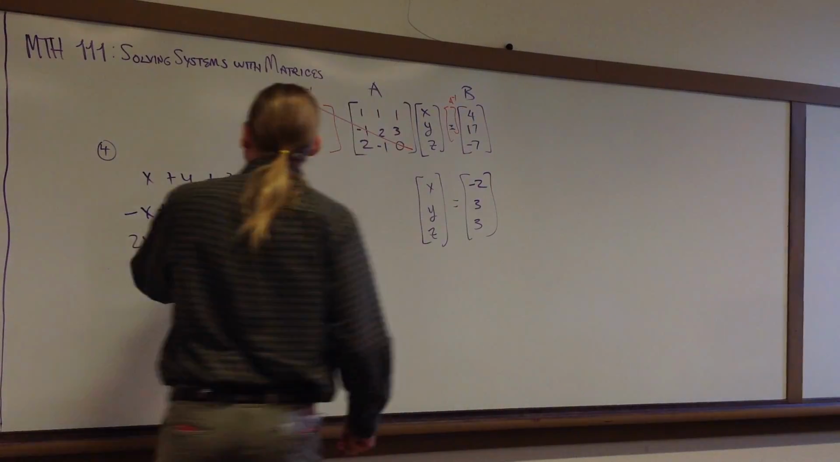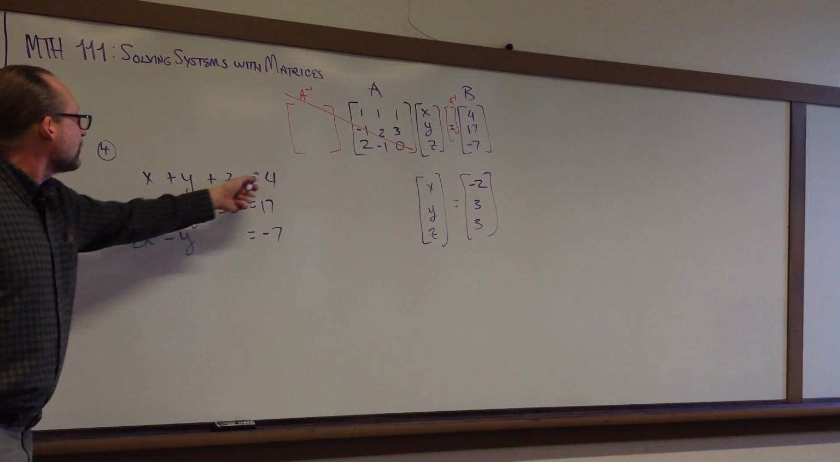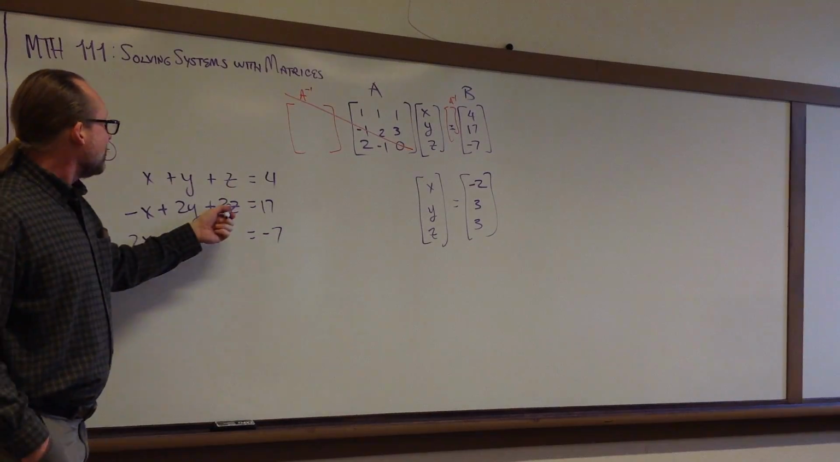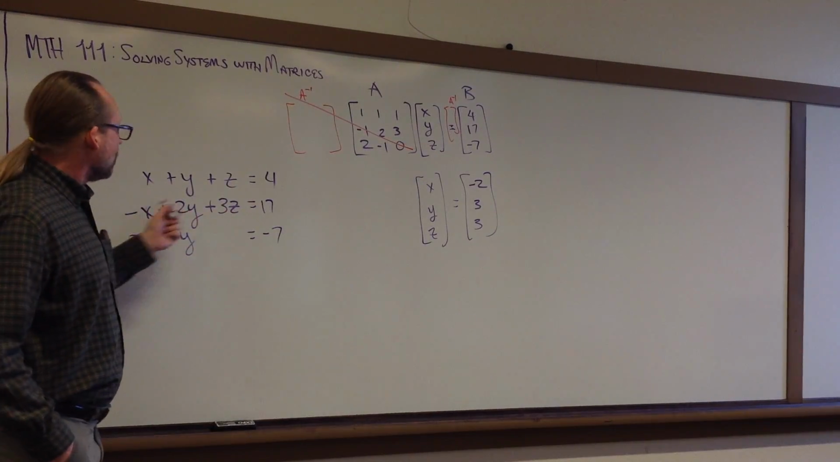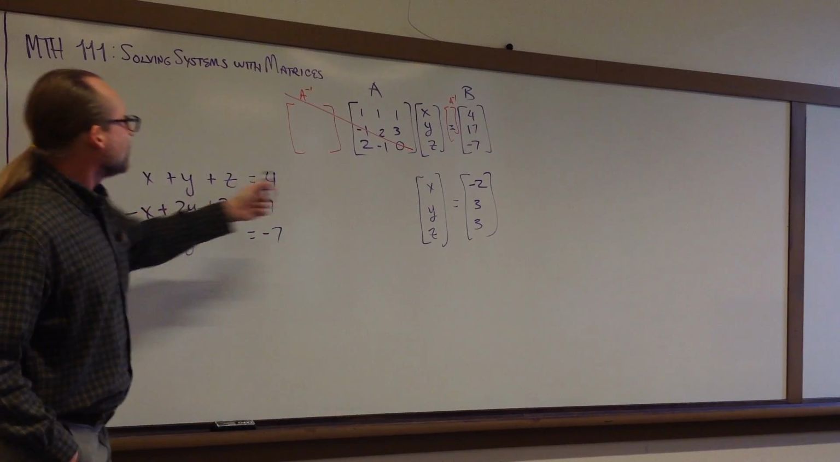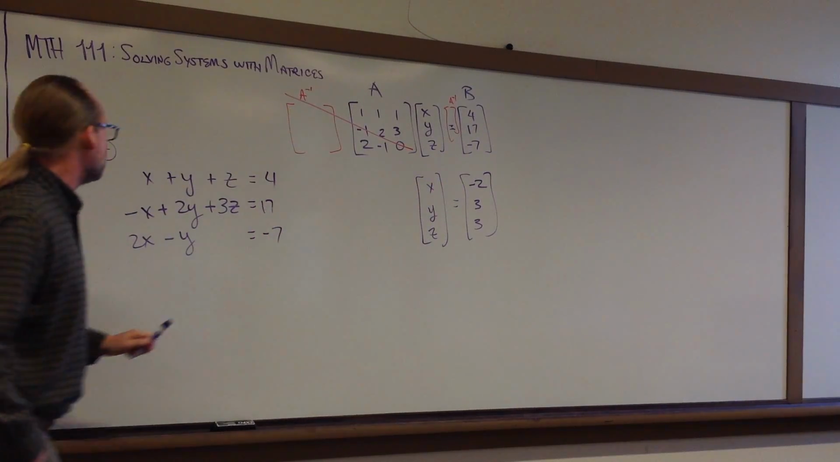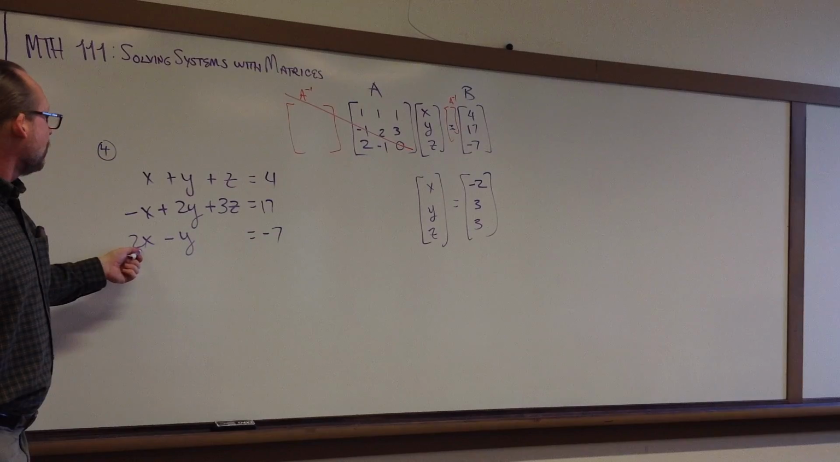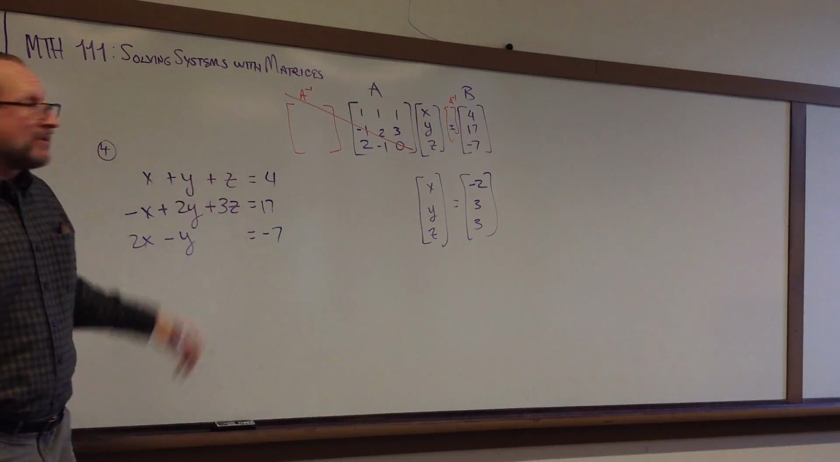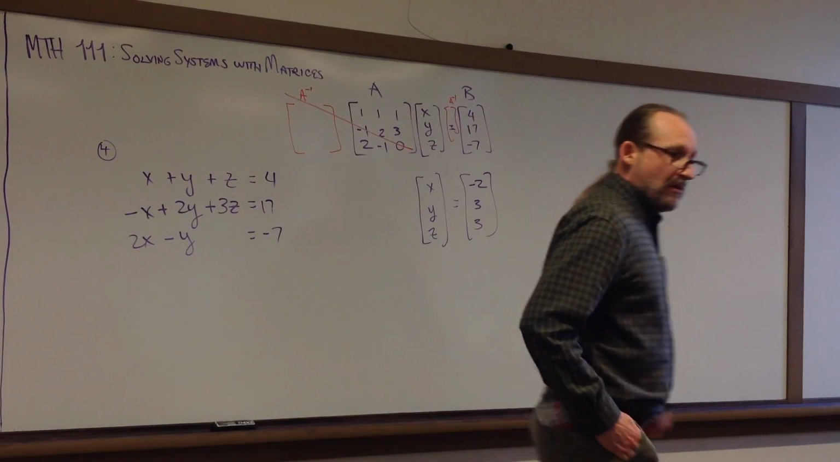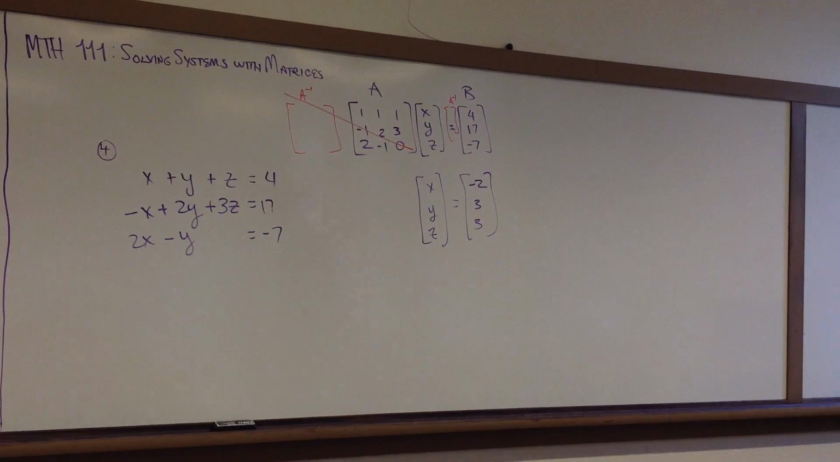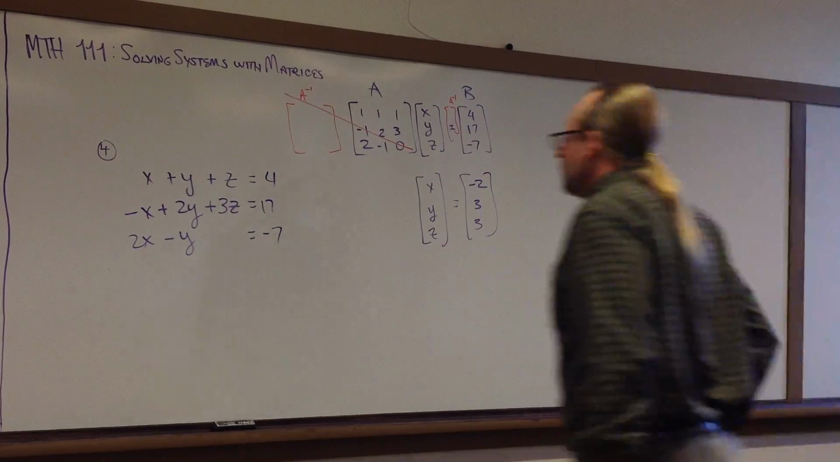Does that work? Let's see, 3 and 3 is 6, minus 2 is 4. Good. This will be 9 and 6 is 15, minus 2, minus 2, yeah, gives us 17. This is negative 4 minus 3, negative 7. So, it checks out. All right, that's problem 4. Let's skip problem 6, we'll look at problem 8.